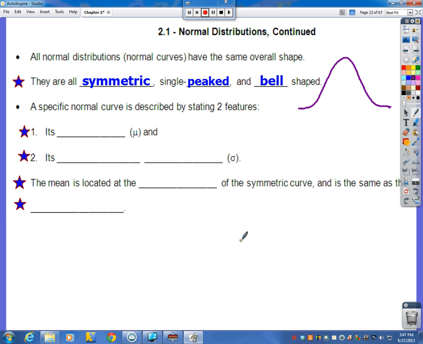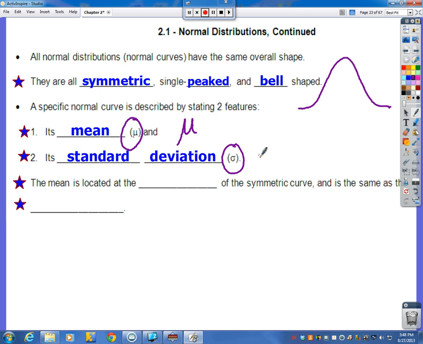A specific normal curve is described by two features, and that is our mean and standard deviation. Now we're going to start using more of the population mean and population standard deviation symbols, which are our mu, which again just looks like a U with a little curly front there, and standard deviation, which is our sigma, lowercase sigma. It kind of looks like an O with a little curly Q coming off the top of it like that. Okay, so anytime you see these two symbols, we're talking about mean and standard deviation.